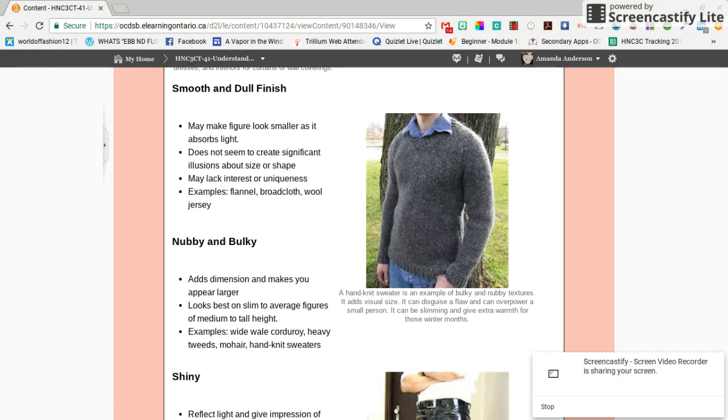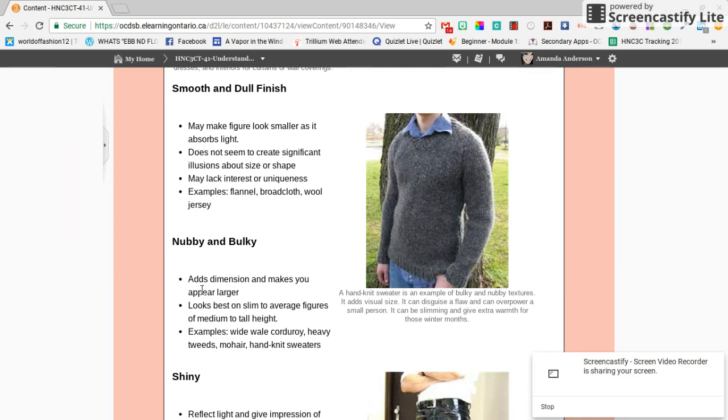Dull, smooth finish makes the body look smaller than it is. It doesn't really help make the body look a certain way. It's pretty bland. So a lot of wool, flannel, jersey just adds a smooth, dull finish. This over here is not an example of smooth, dull finish. This is an example of knobby and bulky.